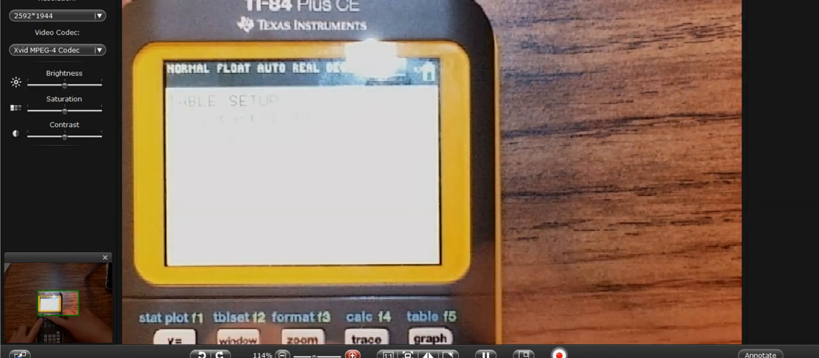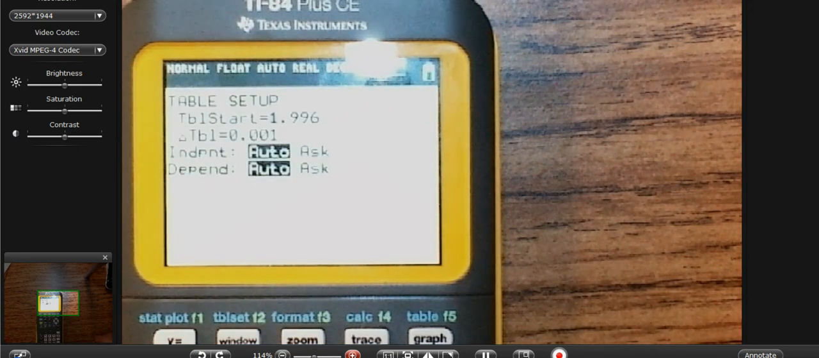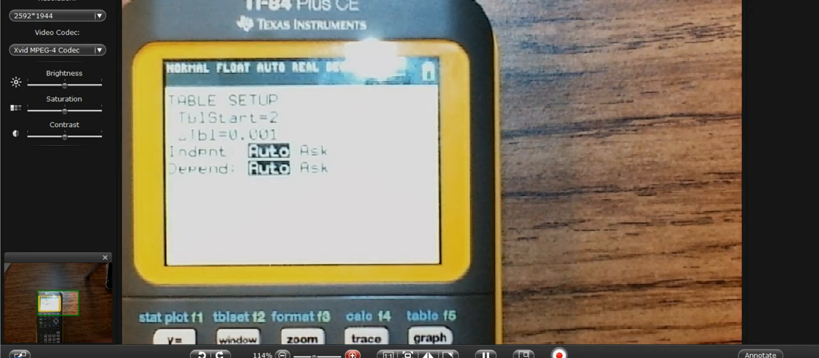Yesterday we talked about how we would set up a table. So if you go to table setup, we are going to start that table at 2. The change in the table, please make it 0.001, 1/1000th. Leave your independent and dependent variable both on auto. Table start at 2, change in the table 0.001, auto. Go to your table.